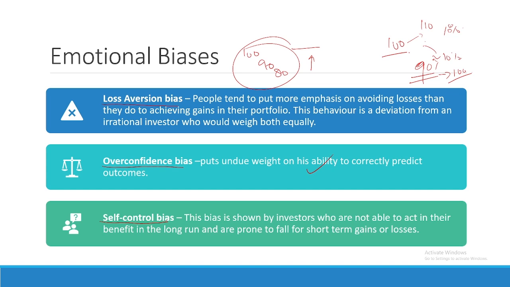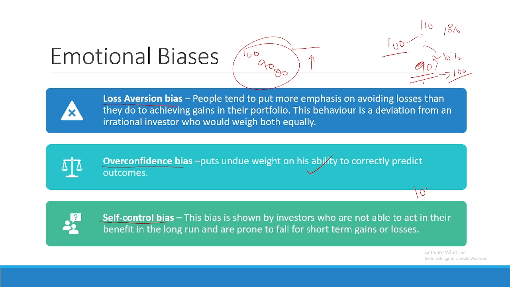One of the other examples of emotional bias is self-control bias. A person displaying this bias does not act in their benefit in the long run. They fall to short-term gains or losses. What do we mean by that?